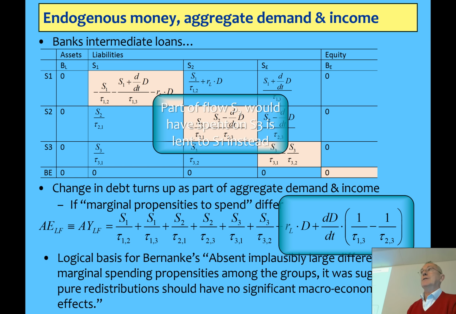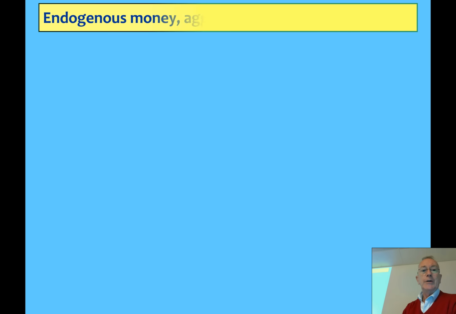They're logically consistent. My point with a lot of my post-Keynesian colleagues is they've been logically inconsistent. They talk about the role of endogenous money, but they haven't been able to integrate it in terms of the role that has in aggregate demand and income. It can be integrated logically correctly. And that's what I'm doing in this lecture.